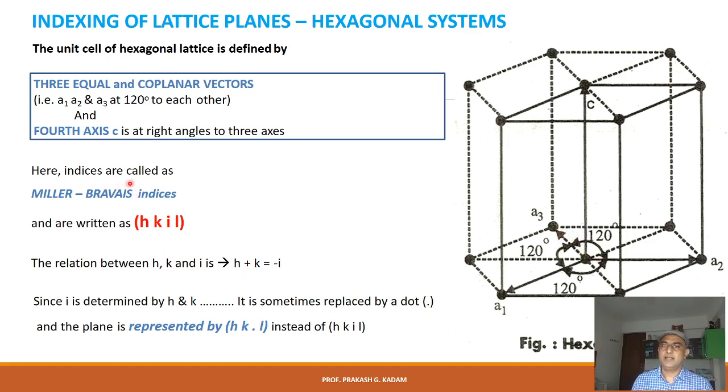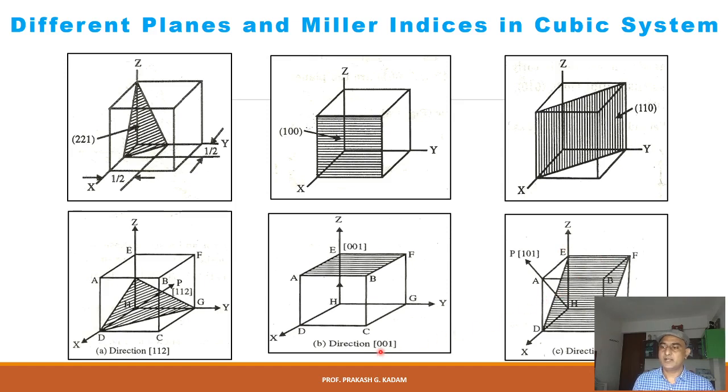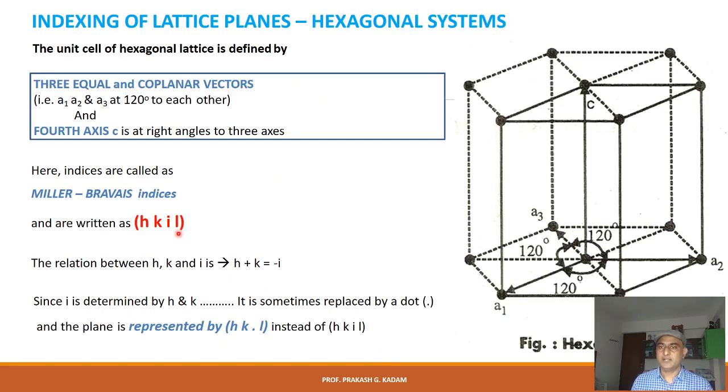Okay. Here the indices are called the Miller-Bravais indices, and are written as hkil. In the cubic system it is written hkl, but the hexagonal system has 4 axes, so here we write hkil. The relation between h, k, and i is that i is the minus of the addition of h and k. How do we find i? It is the minus of the sum of h and k.